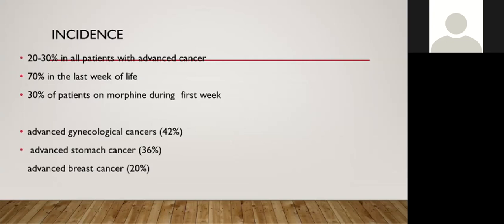What are the common cancers that can present with nausea and vomiting? We've got advanced gynecological cancers, 42% of them, advanced stomach cancer, 36%, and advanced is 20%. Next slide.